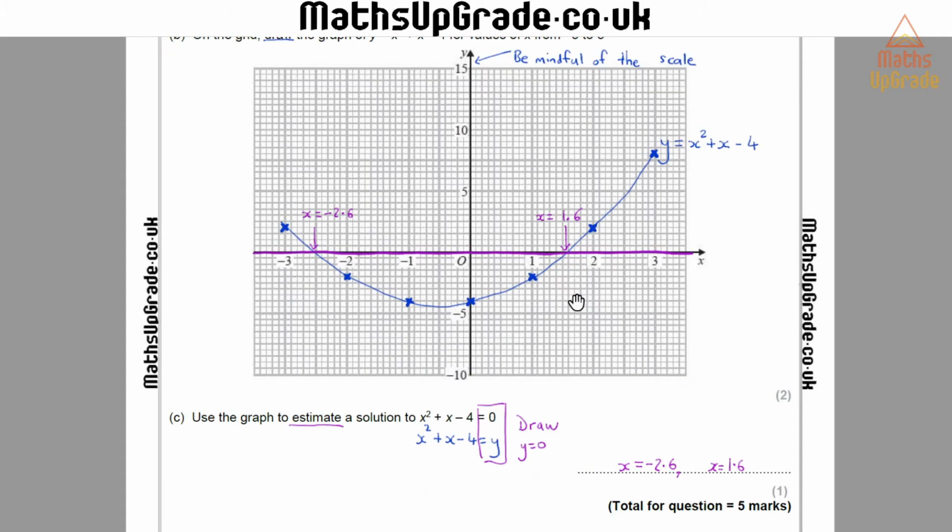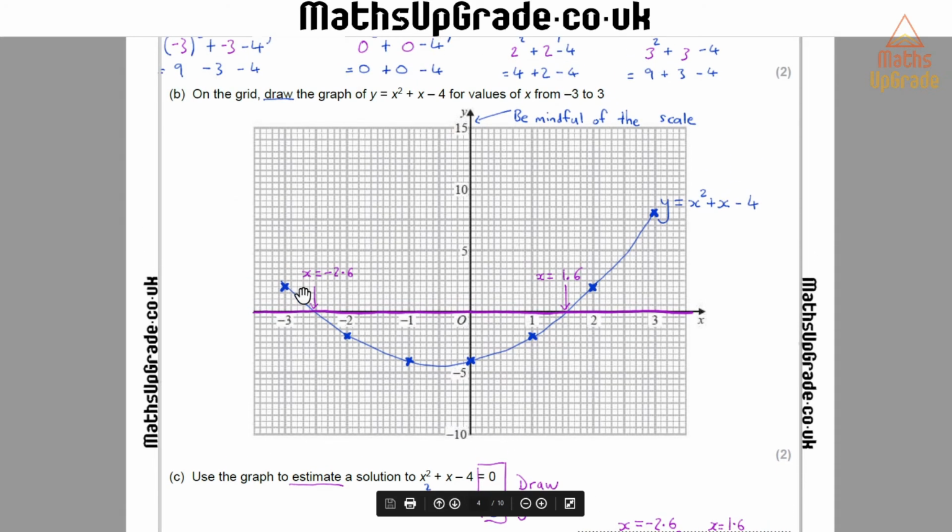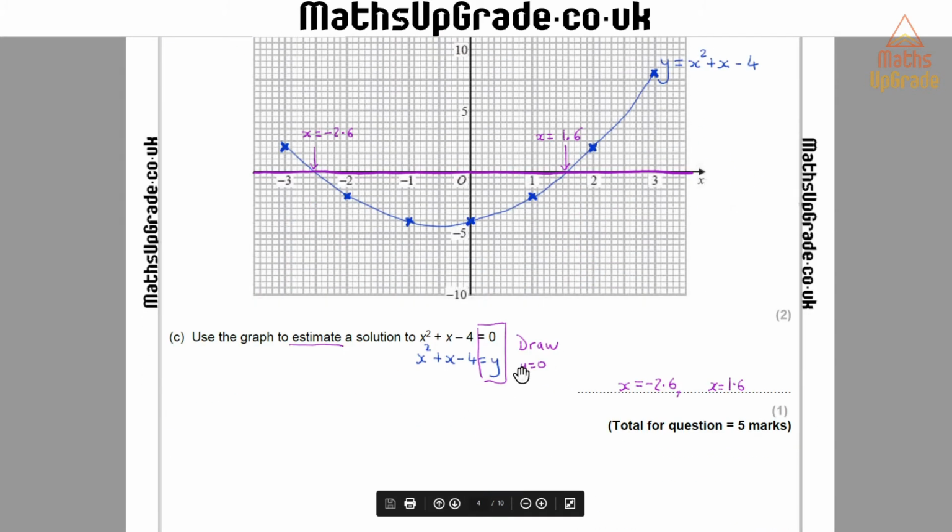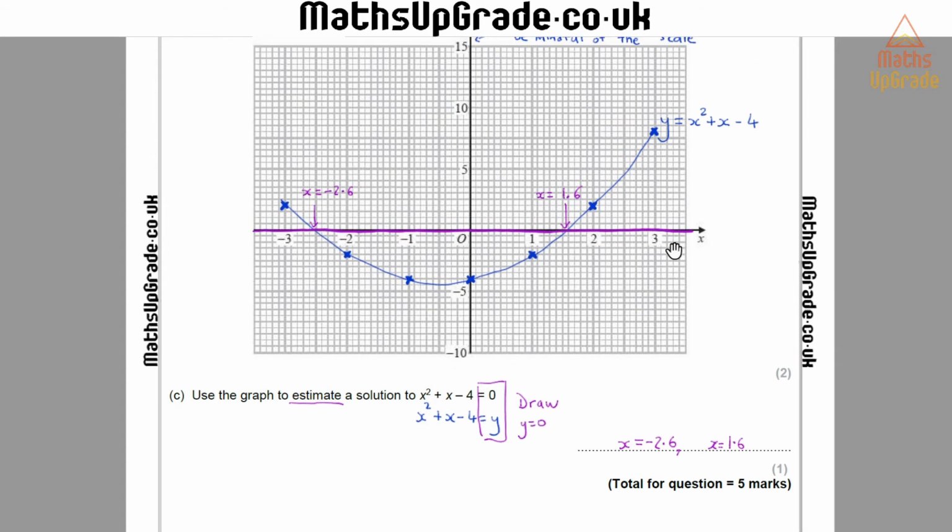Lastly, we need to estimate a solution to x squared plus x minus 4 equals 0. Again, here's the graph I've drawn, so write the equation of the graph underneath that and you can compare. You can see that the solution to that will be when y equals 0. So draw y equals 0, which is actually the x-axis here. That's where y equals 0. So where does the curve coincide with the x-axis? Where does it intercept it? And it intercepts it at x equals negative 2.6 and x equals 1.6 for 5 marks.